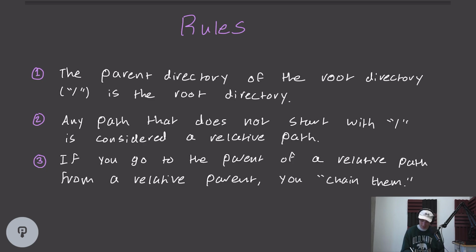If we have a path that looks like this, so we're at the root and then we want to go to the parent of the parent, well, the parent of the root is itself. So you kind of just do this cycle where it references itself. So this is going to resolve into just being the root directory.